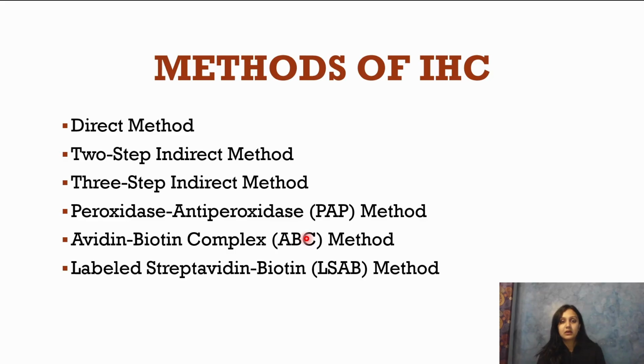Now moving on to the methods of immunohistochemistry. There are not one or two, but multiple methods to perform immunohistochemistry. A few of them are direct method, two-step indirect, three-step indirect method, PAP, ABC, and LSAB method. I'll be discussing direct, two-step indirect, and three-step indirect method with you, because PAP, ABC, and LSAB are a little advanced. Still, if you want to understand these methods, do let me know in the comment section and I'll be taking up a class on this too.